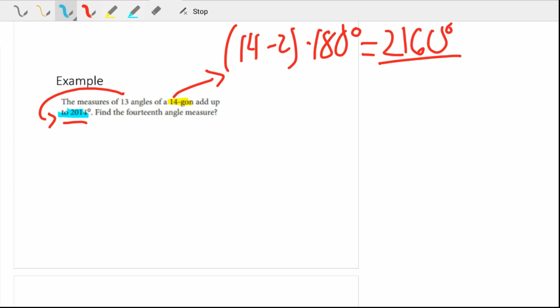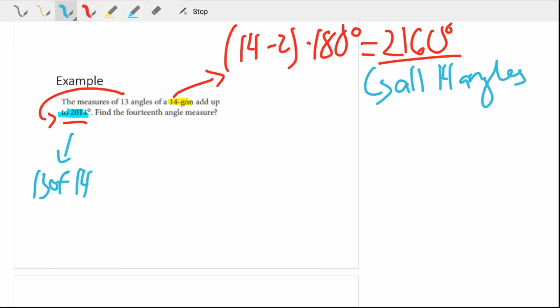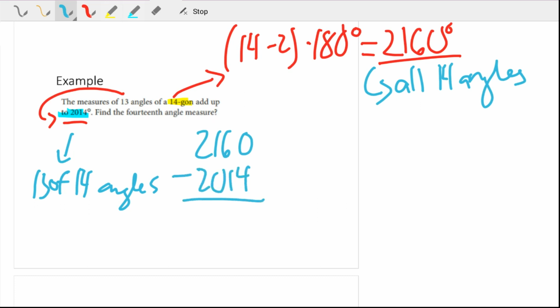So 2,160, this is all 14 angles. And 2014 is 13 of the 14 angles. And so you really can just do this by subtracting. You could even make up your own equation if you want to, but that's sort of overkill. But I will say some students, you really need to do that because it'll help you. So for instance, the really lazy way would be, well, I'm just going to do that right there. And I say lazy, but you're still doing your work.